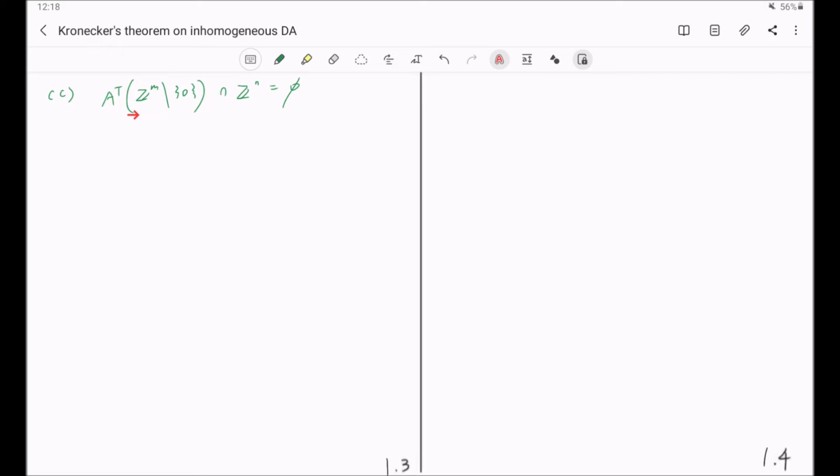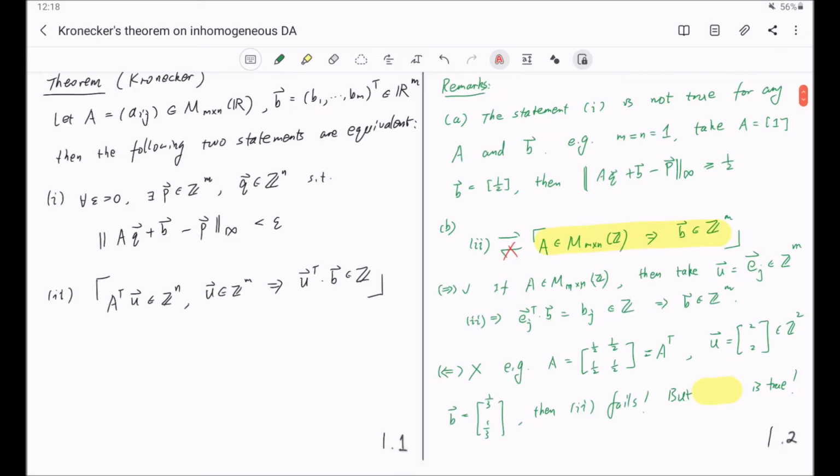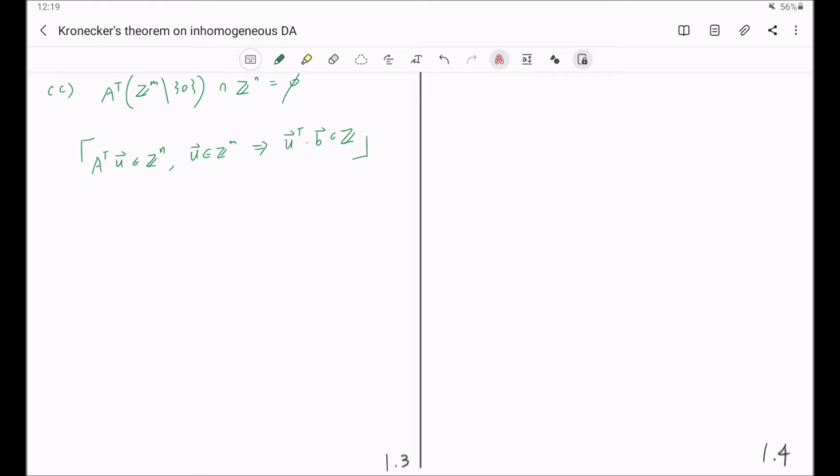And now let us compare this with our statement number 2 in Kronecker's theorem. And we claim that this guy is stronger than the statement 2. So we have this implication, but not the other way around. The forward direction is kind of vacuous. This is because for any u in Zm, there will be two possibilities.